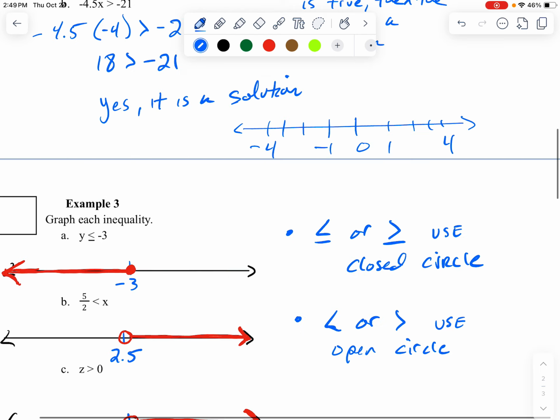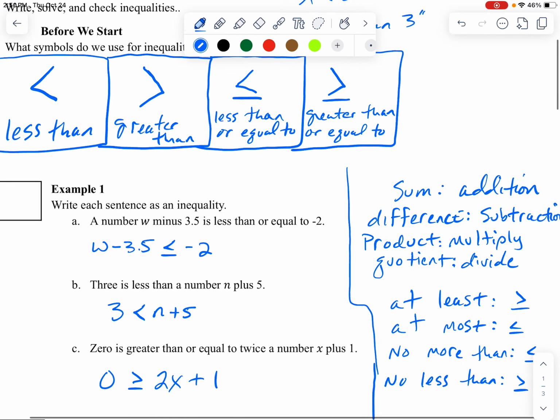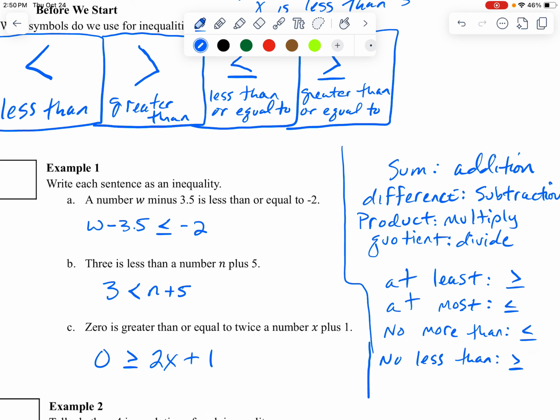There we go. Make sure that you get a lot of practice with this, especially these word problems, and come back here if you're struggling to decipher some of that. Hopefully this will help you a little bit there.